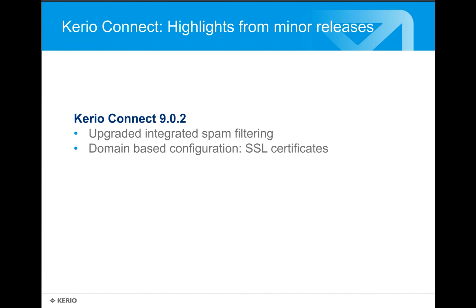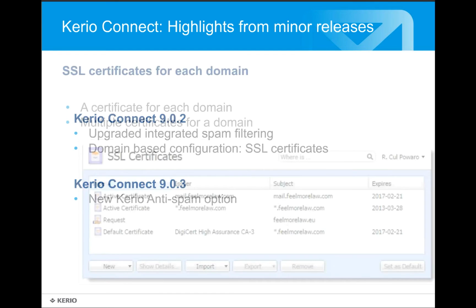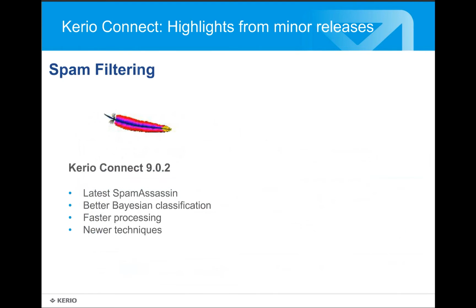In that 9.02 release, we also added the ability for domain-based SSL certificates, and we have a bit more to tell you about domain-based configuration in the 9.1 release as well. Also, in the first half of this year, we released a minor release, which was the 9.03 release, and that one introduced a new Kerio anti-spam option on top of the engine upgrade that we did in 9.02. So let me show you what that looks like.